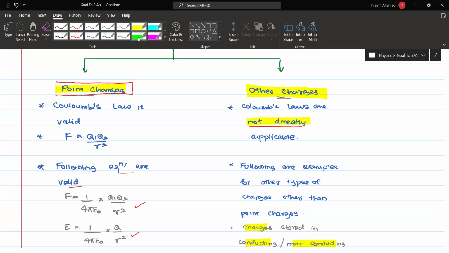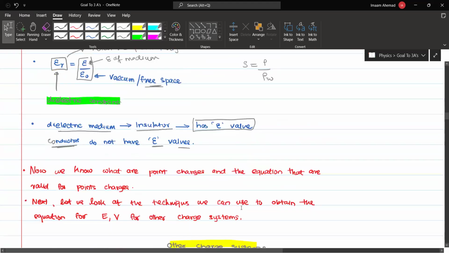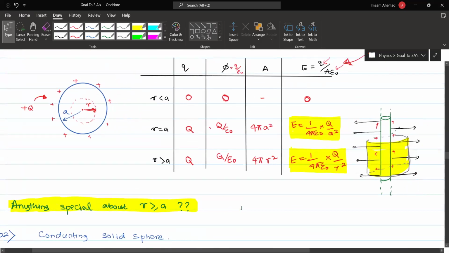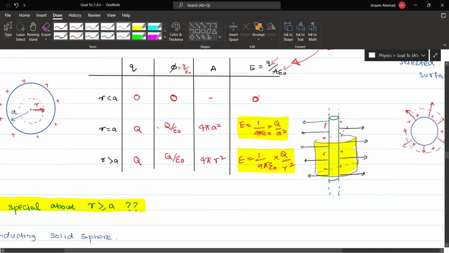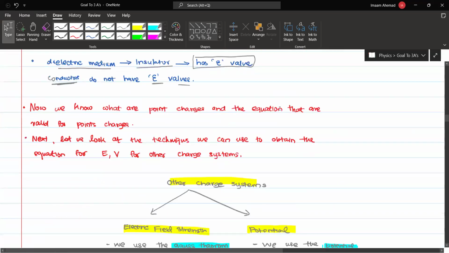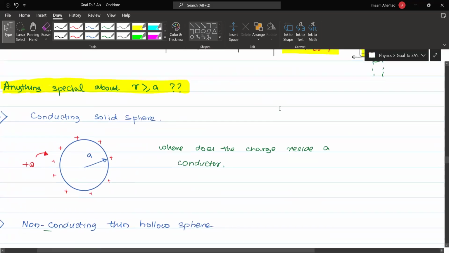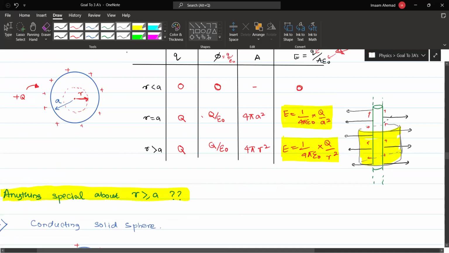There we made a very important point. I said that Coulomb's law is not directly applicable. But when we started discussing other charges, all of a sudden we have come to a similar equation. We know this equation. This is the equation for point charges, right? So that is special, because I said for other charges we cannot use Coulomb's expression, but at the end, we have got a similar equation.